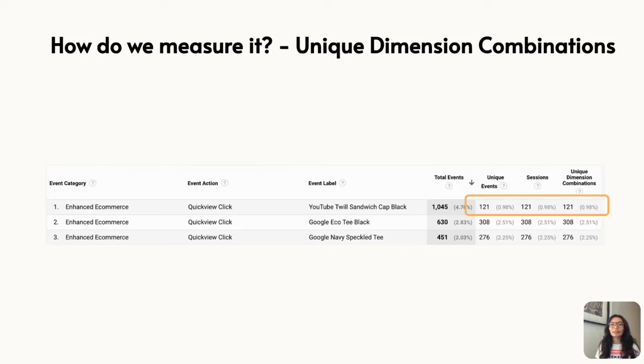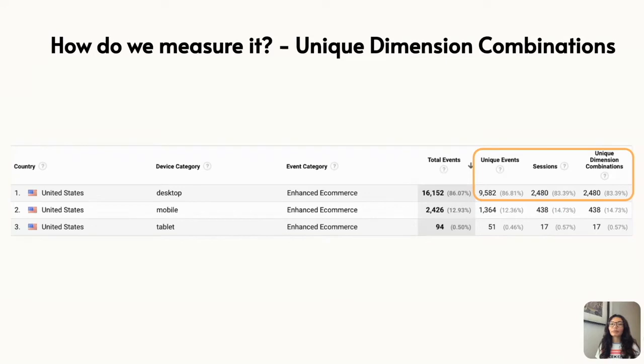Here we can see that unique events, sessions, and unique dimension combinations are the same. This is because the event, category, action, and label dimensions are sent to Google Analytics at the same time, as demonstrated earlier. Let's say your stakeholder wanted to run a promotion and they wanted to know how many people per device from the United States interacted with products in general.